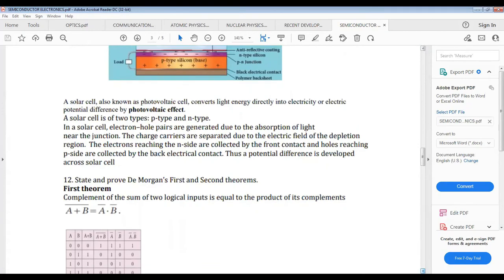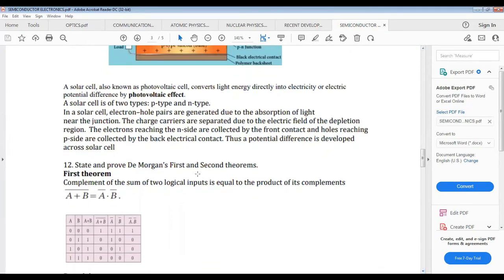Then in logic gates, we have only one: the statement and proof of De Morgan's law. This is an important question. You have this in your practical also. The complement of the sum of the inputs is equal to the product of its complements. A plus B whole bar is equal to A bar dot B bar.